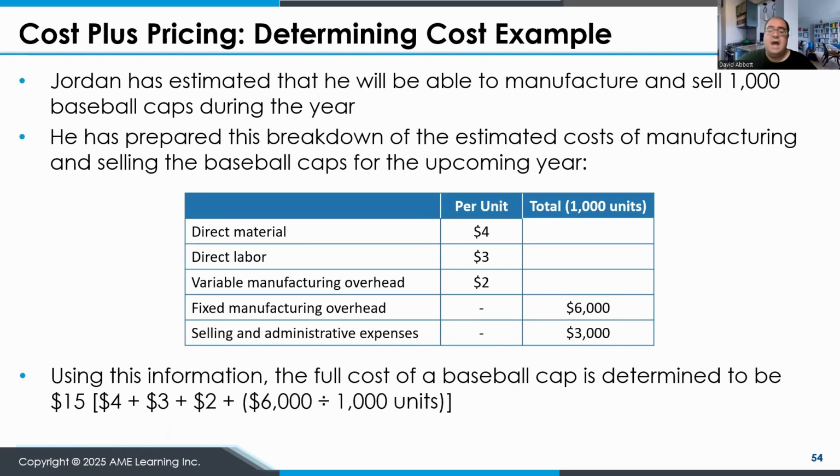And so we see that he has estimated that he would be able to manufacture and sell 1,000 of the baseball caps during the year. And he's prepared this breakdown of estimated costs of manufacturing and selling the baseball caps. $4 a unit for direct materials, $3 for labor, $2 for variable manufacturing overhead, and then $6,000 for the fixed manufacturing overhead, which might be the cost of the machine or the rent of the facility that he's in, and then also $3,000 for selling and administrative costs.